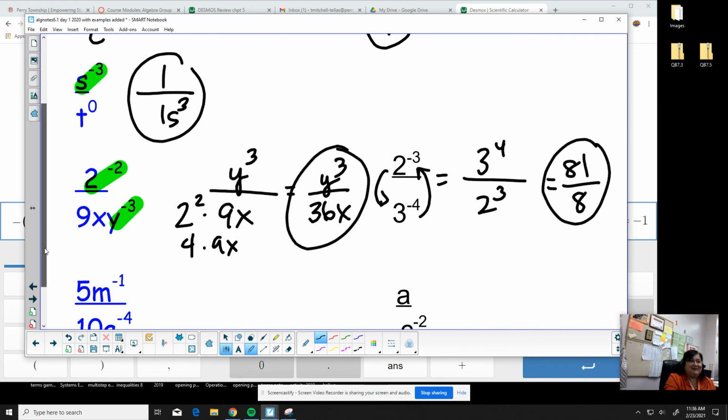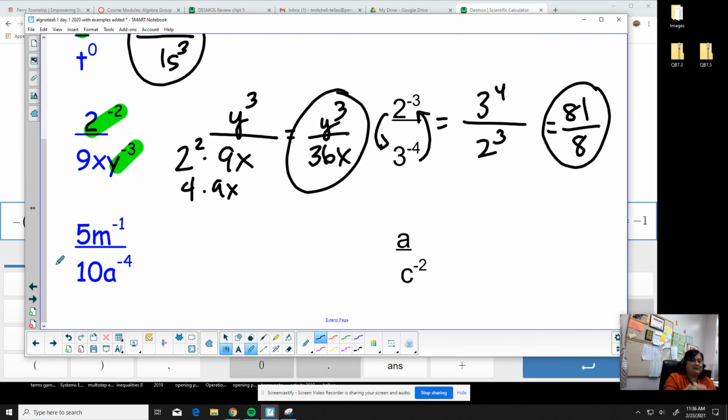I hope you're getting them. I hope that it's becoming a little easier for you. Let's look at these. 5 is fine where it is. 10 is fine where it is. Both of these are unhappy. We're going to switch their places.